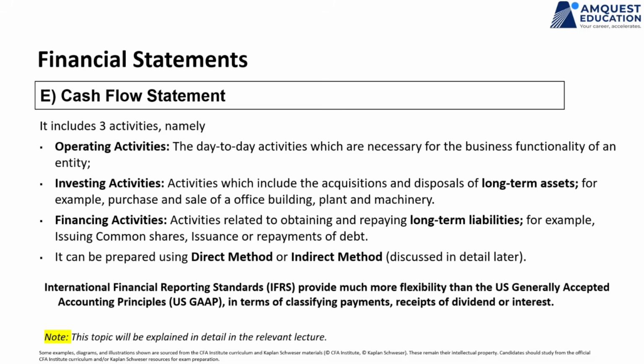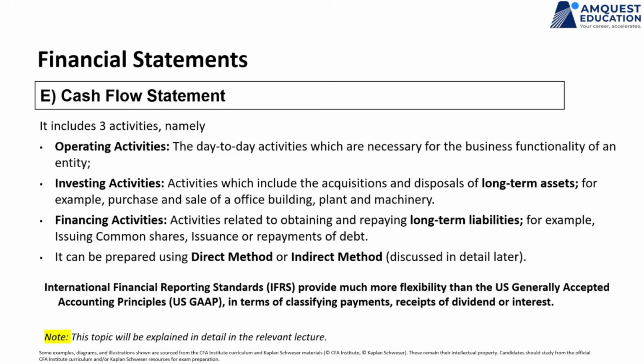Financing activity relates to obtaining and repaying long-term liability. For example, issuing common shares, issuance or repayment of debt. So those are typically financing activity. Now you can prepare the cash flow statement, and specifically, let's say the cash flow from operating activity, using direct or indirect method. Both of them are covered in level 1.